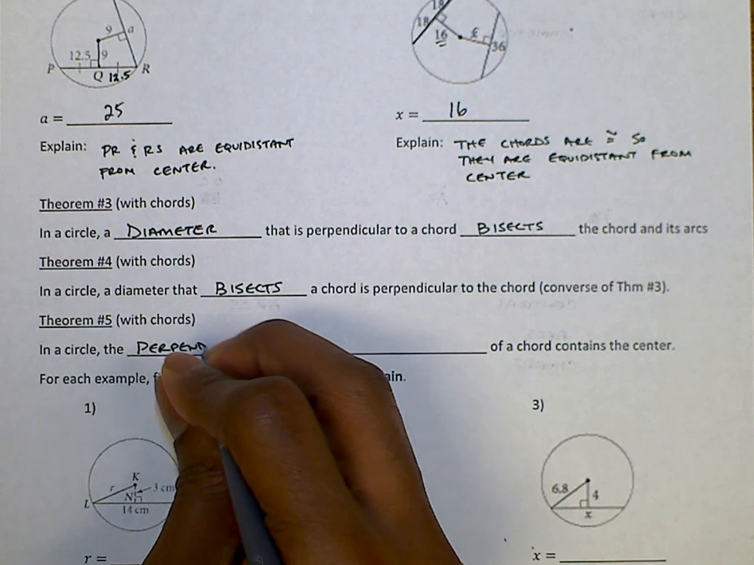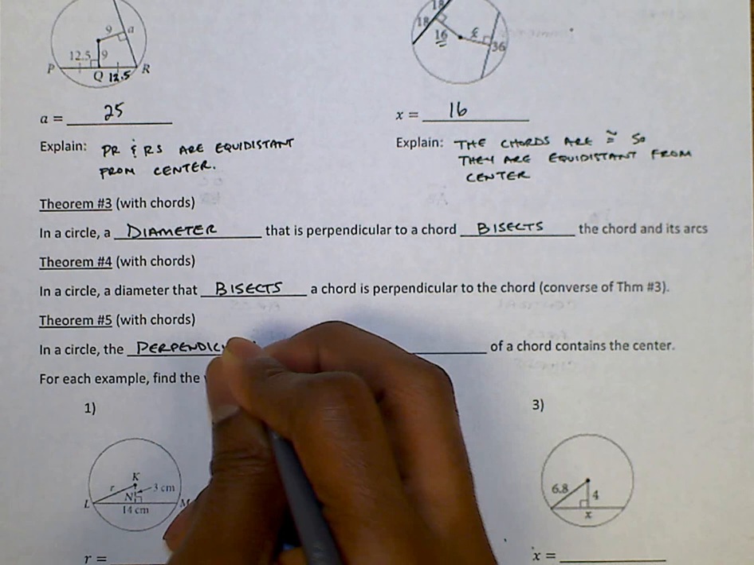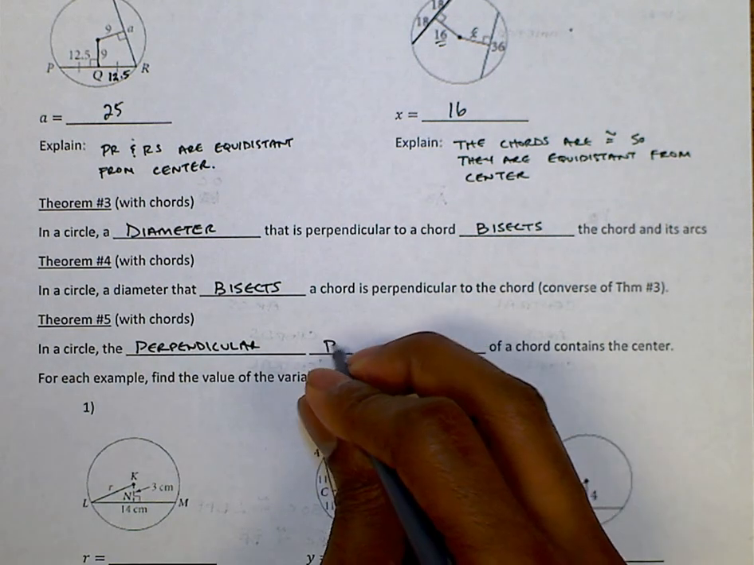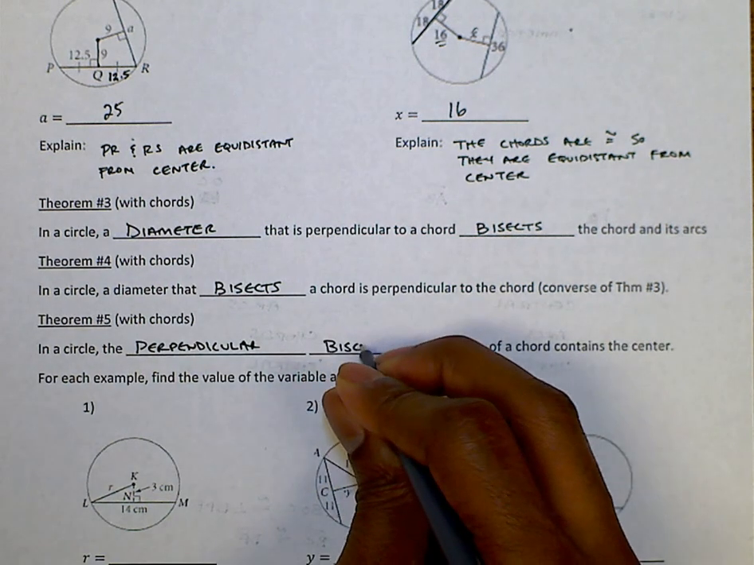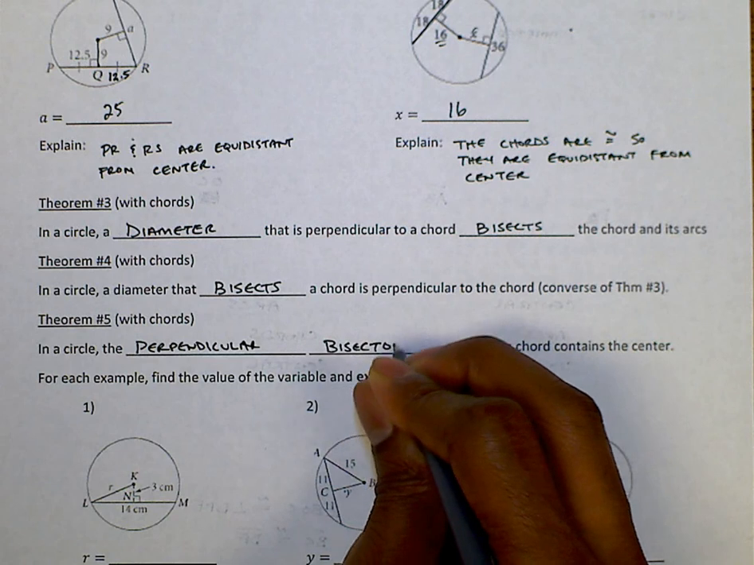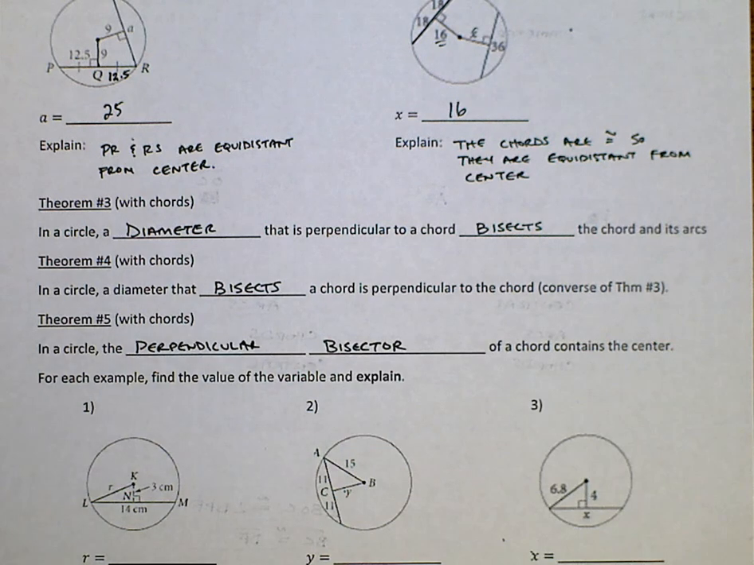Perpendicular bisector of a chord contains the center. Okay, so we'll use that in order to solve these next set of questions.